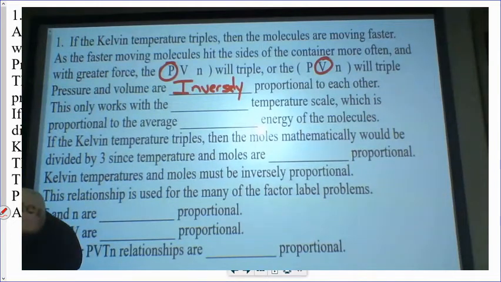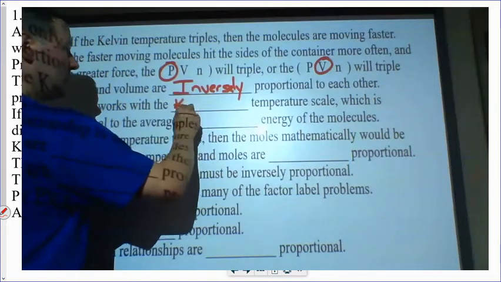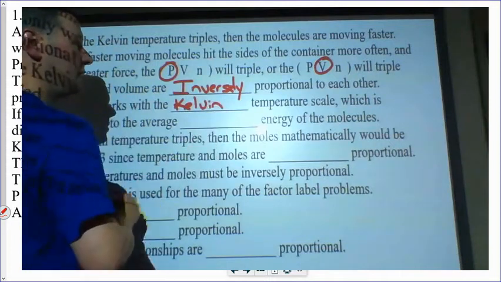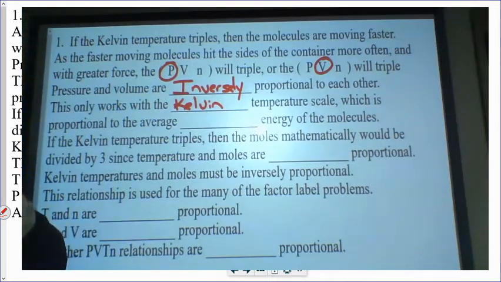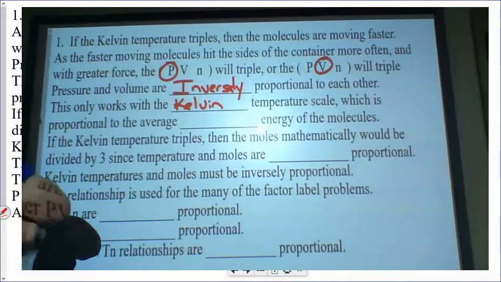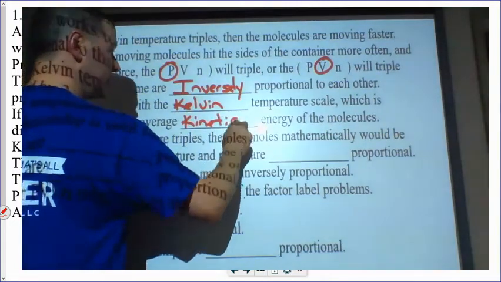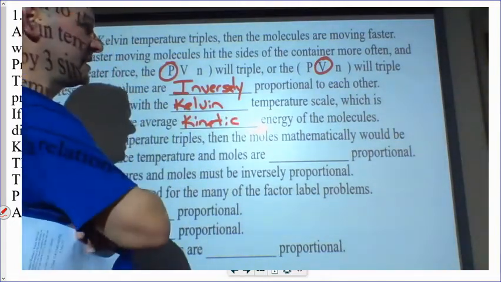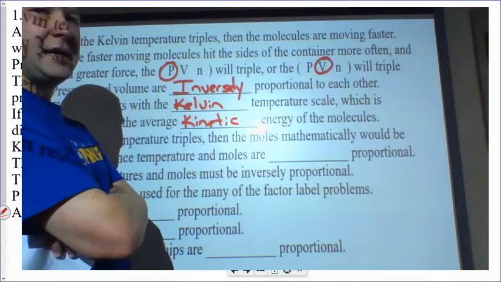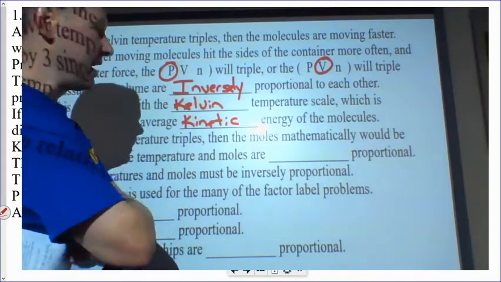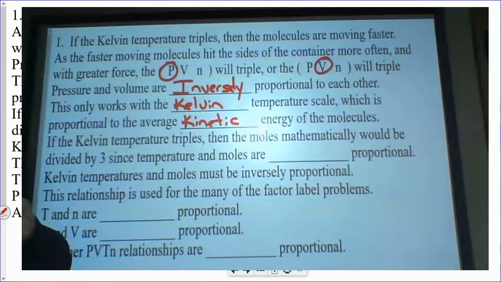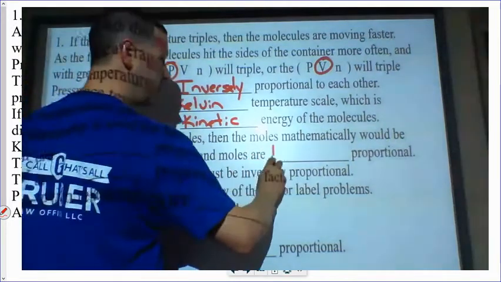This only works with the Kelvin scale. One, because there is no negative numbers in the Kelvin scale, but this is also equal to the average kinetic energy. So with the Celsius scale, with the negative temperatures that exist on that, you could end up getting negative volumes, and you really can't have a negative volume. If the Kelvin temperature triples, then the moles mathematically would be divided by 3, since temperature and moles are inversely proportional.